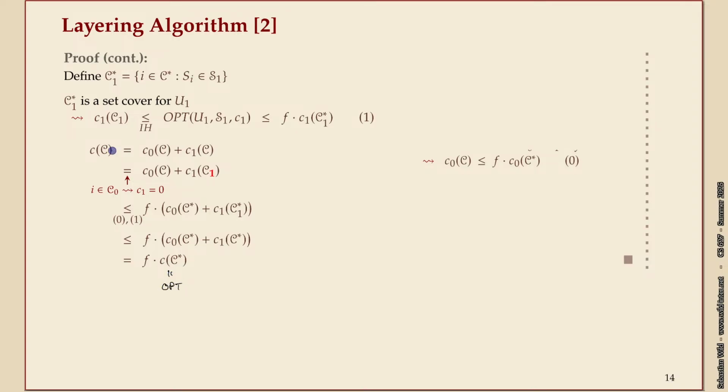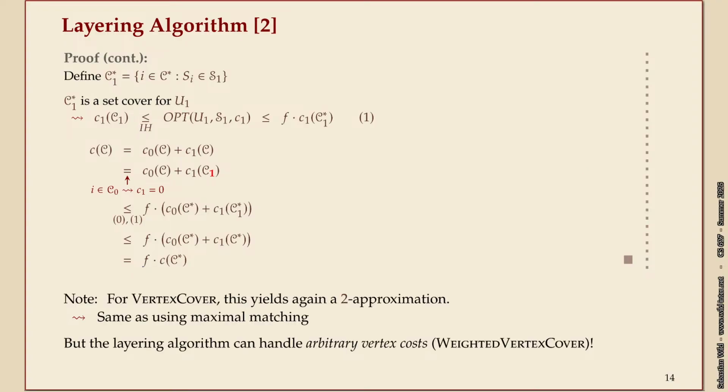So the overall result is the cost of the solution we produce is at most F times the optimal solution. So the layering algorithm is an F approximation. And note that for vertex cover, we had F equals 2 always. So we get a 2 approximation. Yay, we've already had a 2 approximation for vertex cover. But notice here, this is the weighted version. And so it is a stronger result. You cannot easily get this with the matching argument that we've used last time.